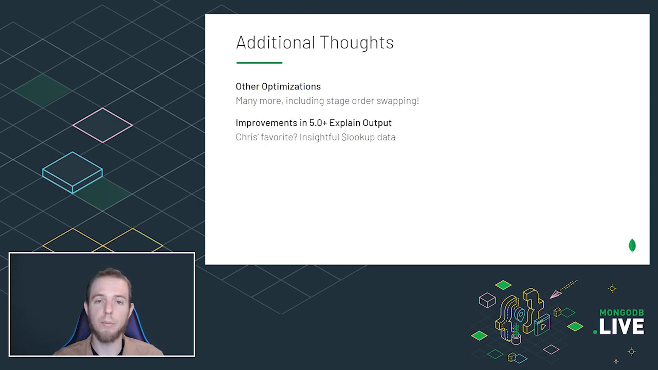There are a number of improvements in 5.0 explain output. These are probably the most substantial improvements I've seen to explain over the last 4 years or so. My personal favorite is that $lookup now includes some metrics about execution, which is amazing. You can now get an understanding of whether you're doing some collection scans in that situation, how many documents are being examined, and this information is really critical.